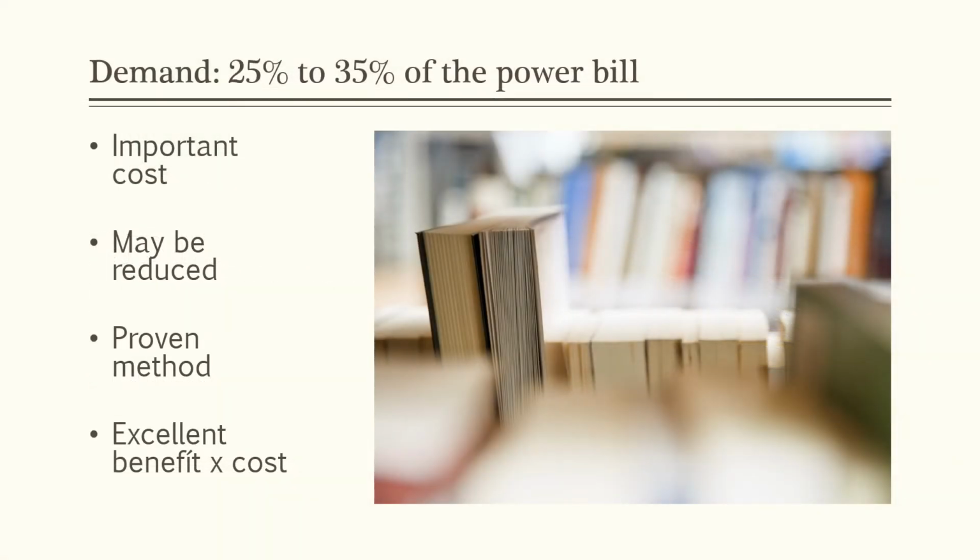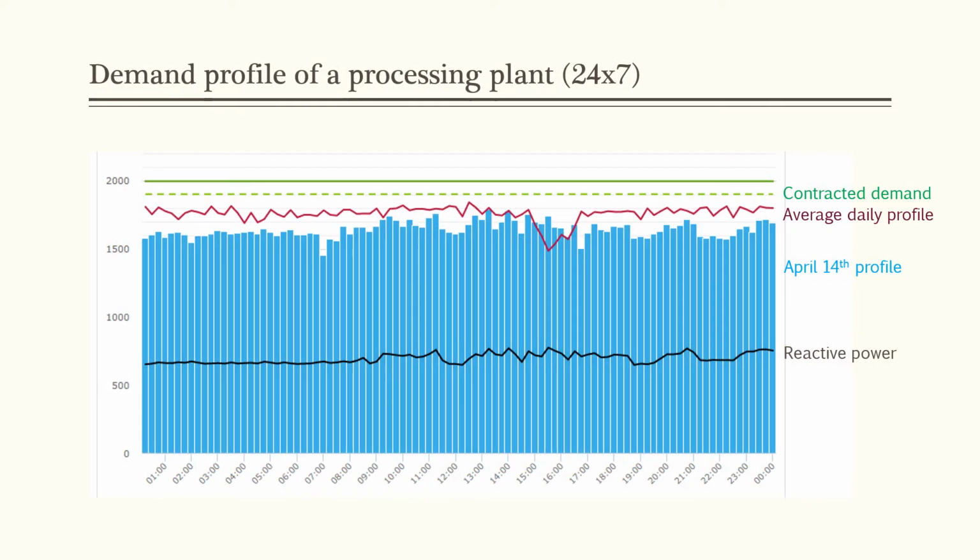The demand charge represents about 25 to 35% of the power bill for companies and institutions. It's an important cost. It may be reduced with a proven method I will show you, and there is a very interesting cost benefit associated with it. This is the demand profile of a 24/7 processing plant.